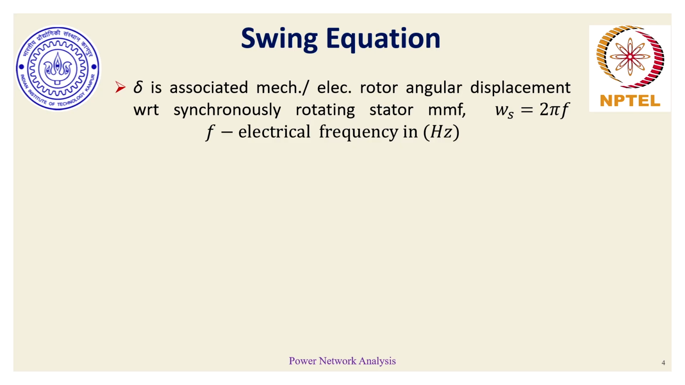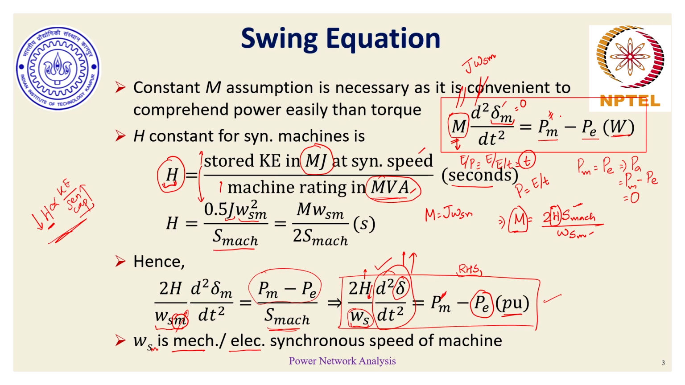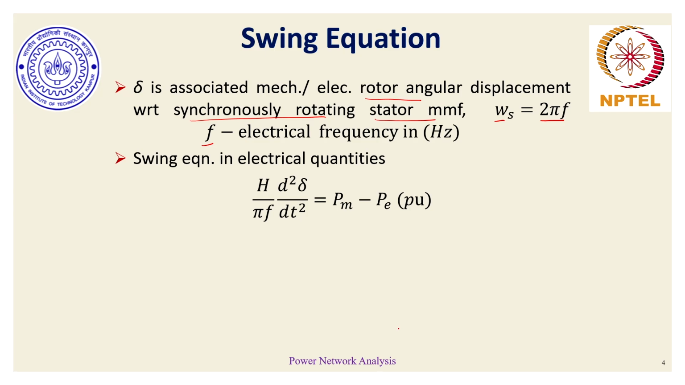And delta is the associated rotor angular displacement with respect to the synchronously rotating stator MMF. In terms of given frequency, as I mentioned, omega S is nothing but 2 pi f. So if we substitute omega S as 2 pi f here, then our corresponding swing equation is in terms of H and f, and the remaining terms remain the same.